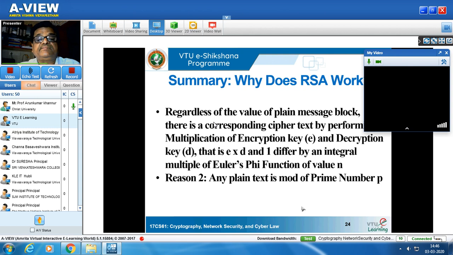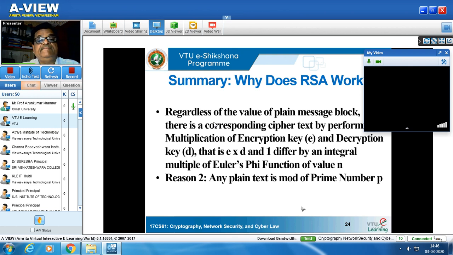So, in summary, why this complicated process of RSA, which is involving two keys, one is public key, second one is private or secret key, and which are involving very complicated activities related to the prime number, and decryption activities should work.